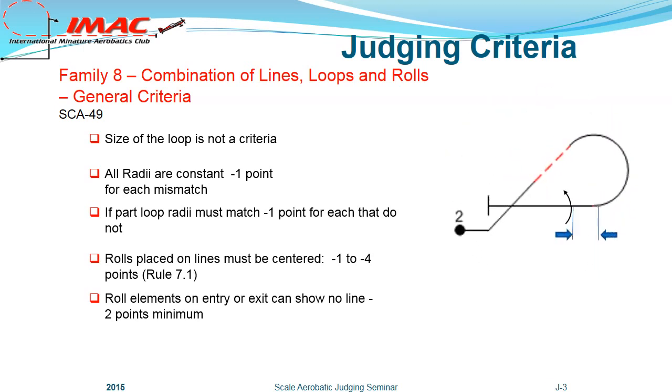If rolling elements are added at the entry or exit of the figure, there must be no line between the roll and the loop. Such a line would require a minimum 2-point downgrade. In addition, the roll and loop must be distinct, not allowing any overlap in these portions of the figure. Any overlap should be downgraded at 1/2 point per 5 degrees.